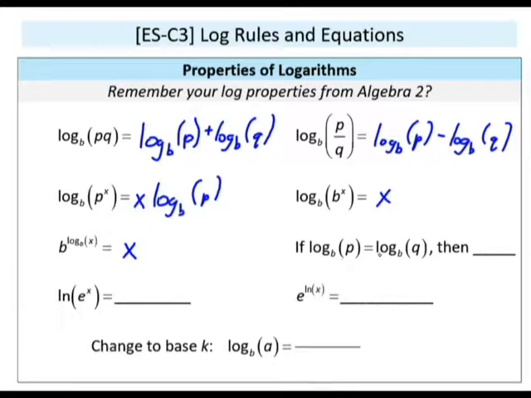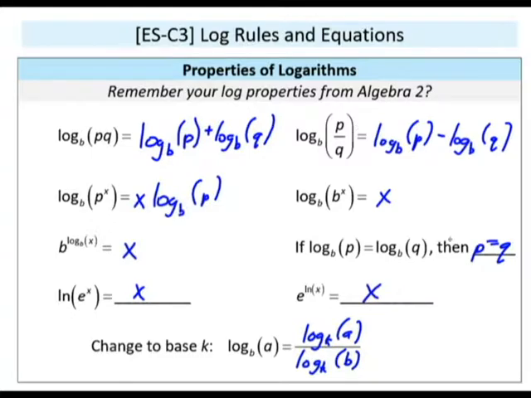You've already seen the 1 to 1 property in skill set C1. And these are also inverse properties. We're just using a base of e. And then finally, the change of base formula, which you may or may not have seen. We'll go through it in more detail in a moment. For now, just make sure you have it down. Log base k of a over log base k of b.